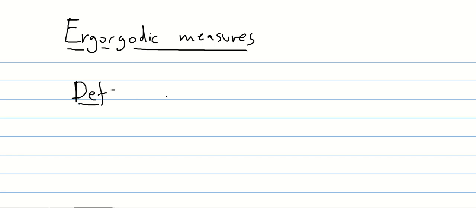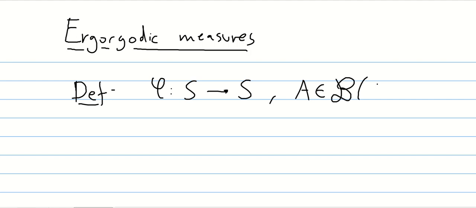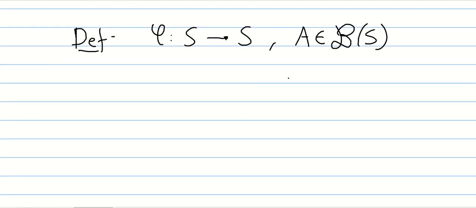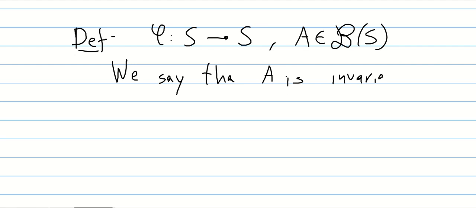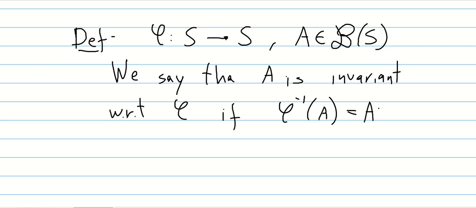So imagine that we have phi that goes from some space S to S, and some set A that is measurable with respect to S. We're going to assume Borel sigma algebra for now, but it could be anything. So we say that A is invariant with respect to phi if phi minus 1 of A is equal to A.